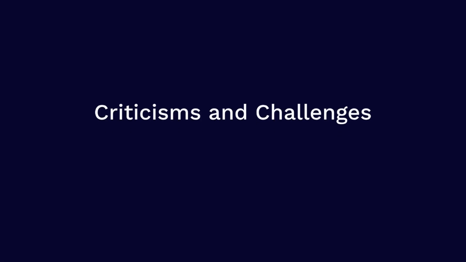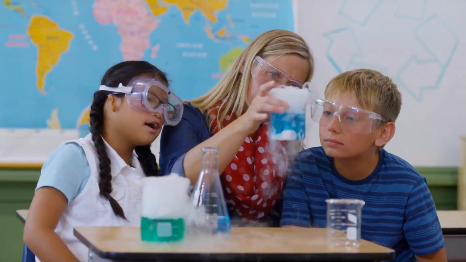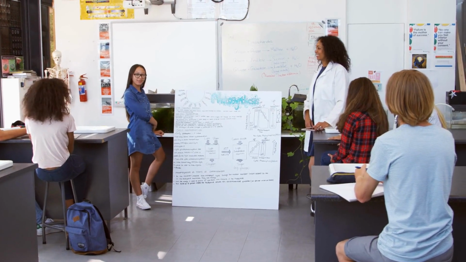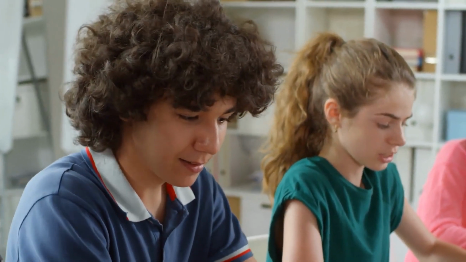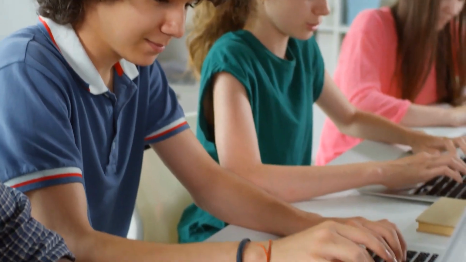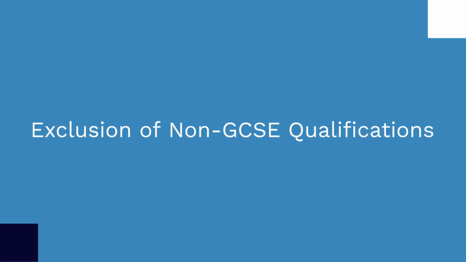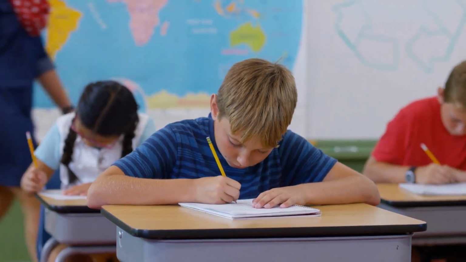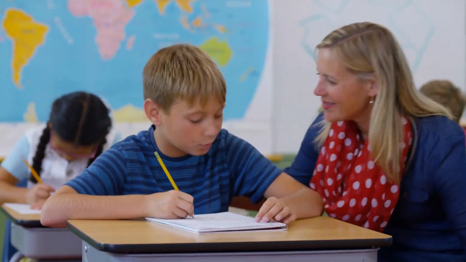Criticisms and challenges. Despite its advantages, Progress 8 has faced criticism and challenges. Complexity. The calculation method is complex, making it difficult for parents and some educators to understand. Pressure on schools. High stakes associated with Progress 8 scores can create pressure on schools and teachers, potentially leading to teaching to the test or other unintended consequences. Exclusion of non-GCSE qualifications. Some argue that Progress 8 undervalues vocational qualifications, which can be critical for some students.